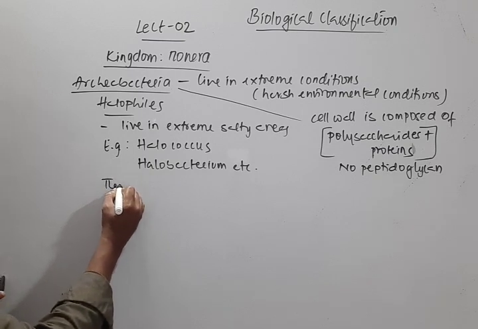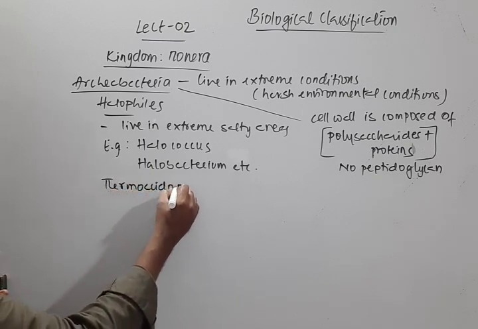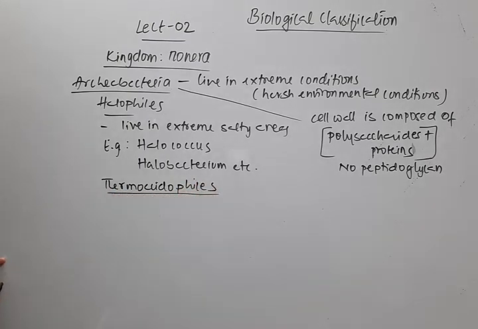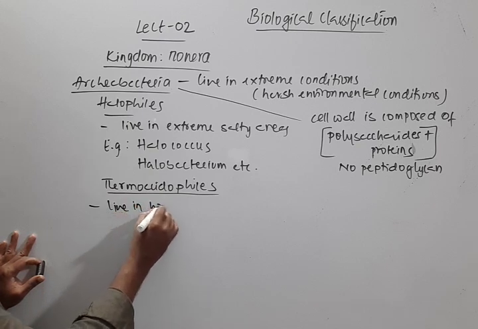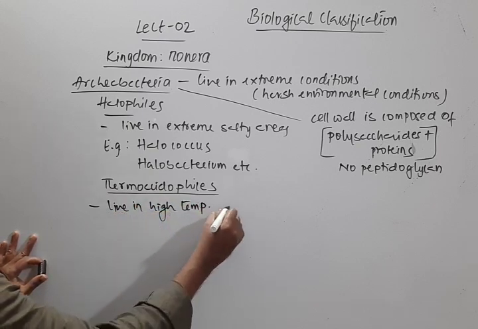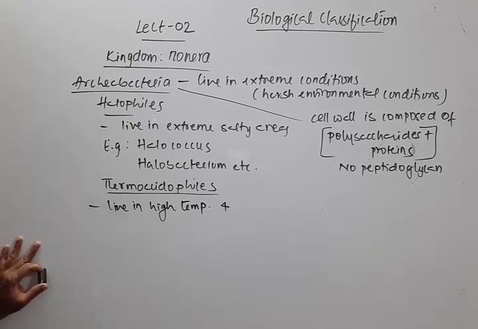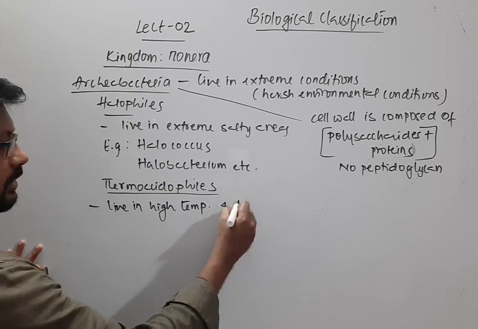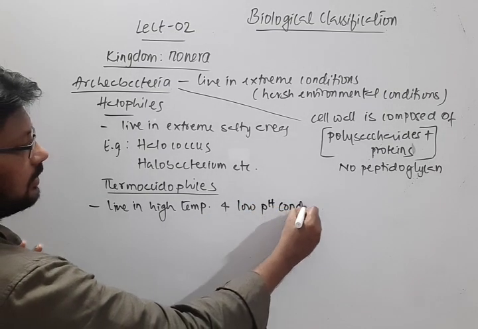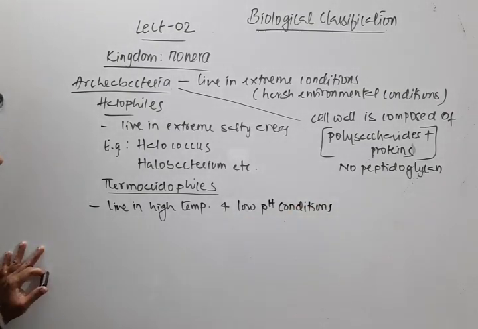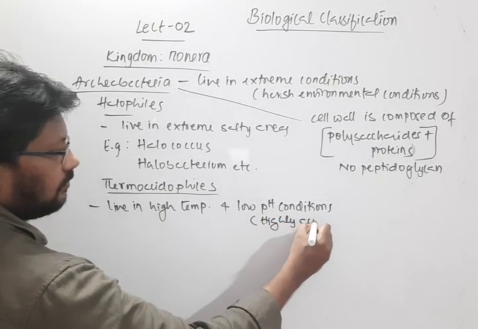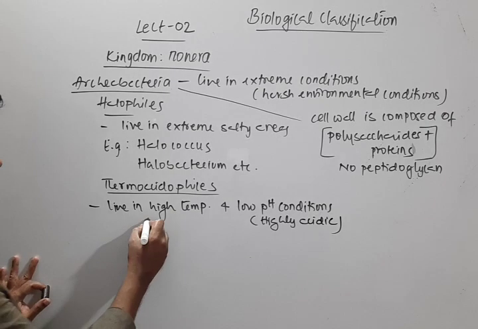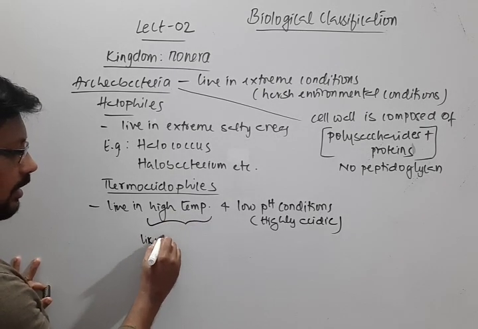Then coming to the second one, thermoacidophiles. These bacteria live in high temperatures and in low pH conditions. Low pH means acidic conditions, so that is highly acidic. And high temperatures we see, for example, in hot springs.